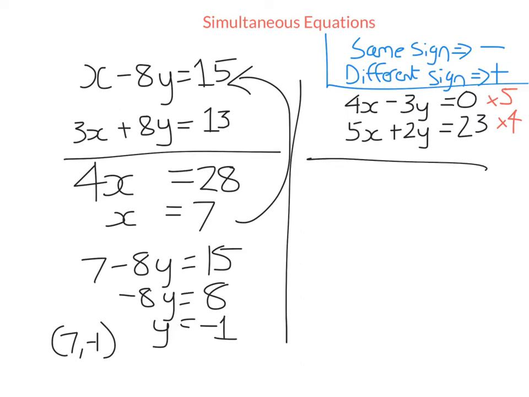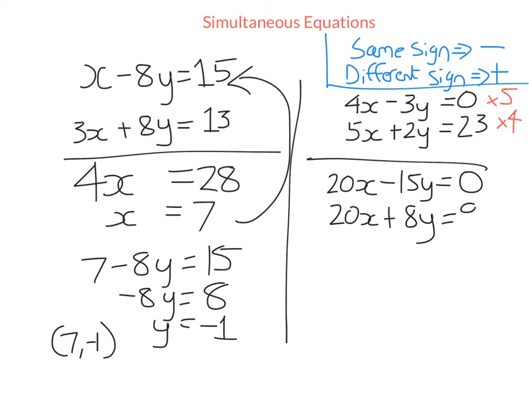So when I'm multiplying the top equation by 5, I need to multiply everything in the equation by 5. So 4x times 5, minus 3y times 5, 0 times 5. I need to do the same here too. 4 times 5x, 4 times positive 2y, 4 times 23. Now the x's have the same coefficient in both equations.